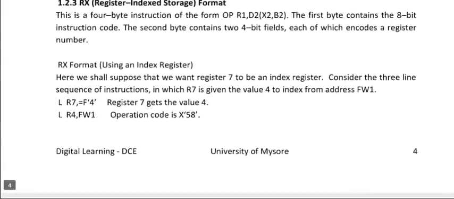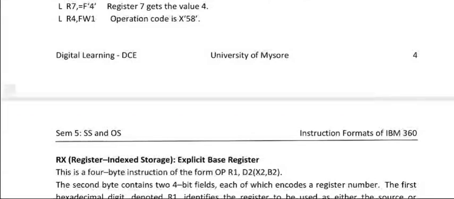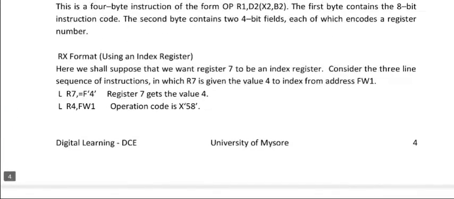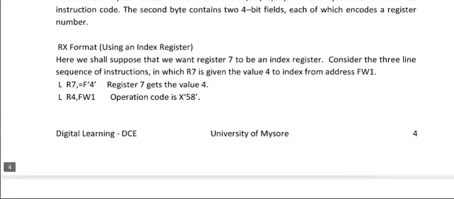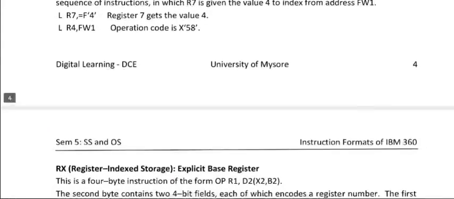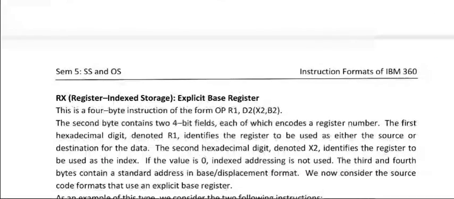Here you can also have another type in the register indexed storage, which is register indexed storage with explicit base register. You can see the difference in the format: operand R1, D2 within brackets X2, B2. Even this is a 4-byte instruction of the form operand R1, D2(X2,B2). The second byte contains 2 4-bit fields, each of which encodes a register number.